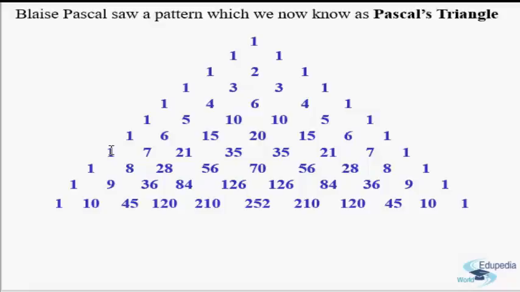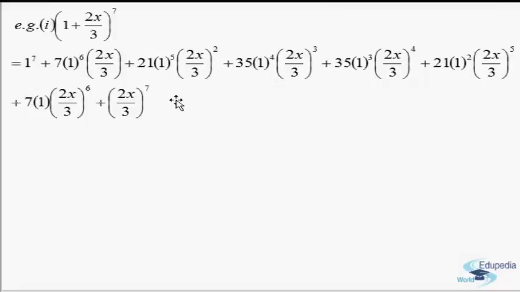And what do we have over here? The same coefficients that we have in the answer. That is 1, 7, 21, 35, 35, 21, 7 and 1. So we go through this once again to confirm it: 1, 7, 21, 35, 35, 21, 7 and 1.